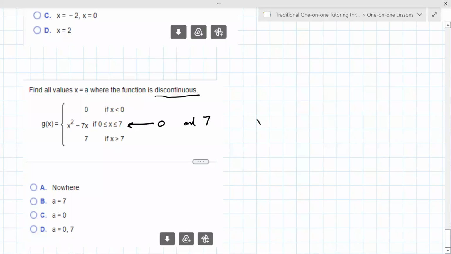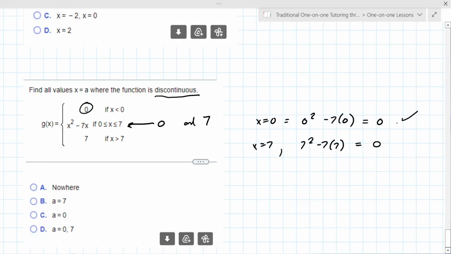Okay, so when x is 0, it's 0 squared minus 7 times 0, and that's 0. And that's the same as this upper number, so that's fine. When x is 7, it's 7 squared minus 7 times 7, which is also 0. And we want it to be 7, so that's a bad place. Okay, so just for clarity, the answer is this.